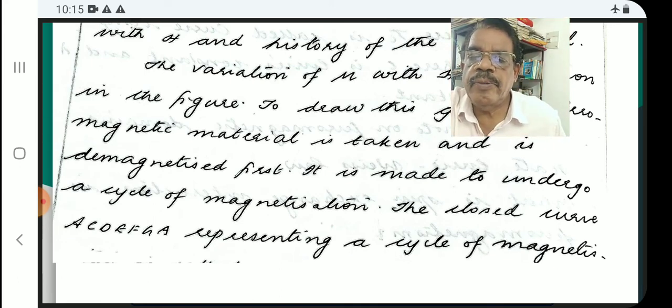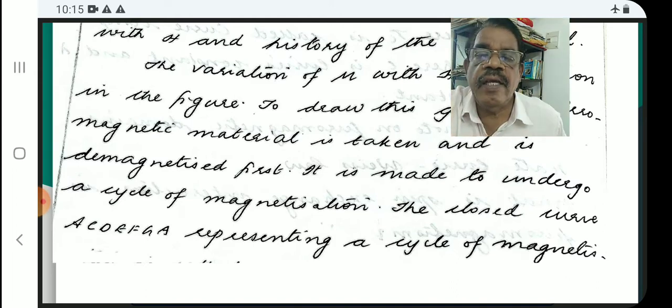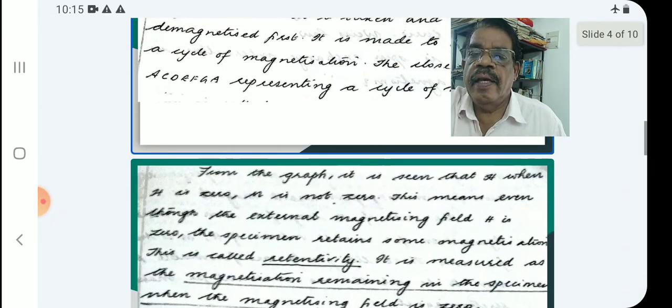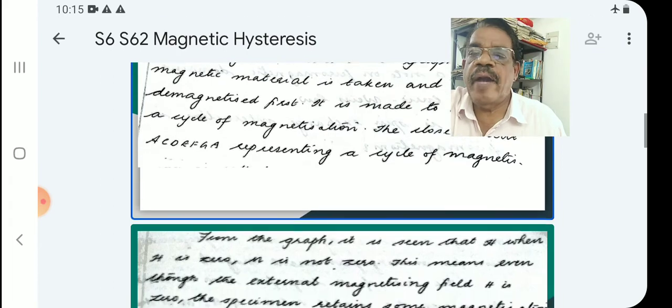A cycle means make the field maximum, then zero, then negative maximum, and repeat that. Made it to undergo a cycle of magnetization. A closed curve ACDEFGA representing a cycle of magnetization.